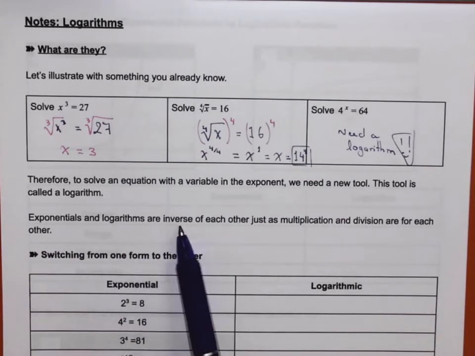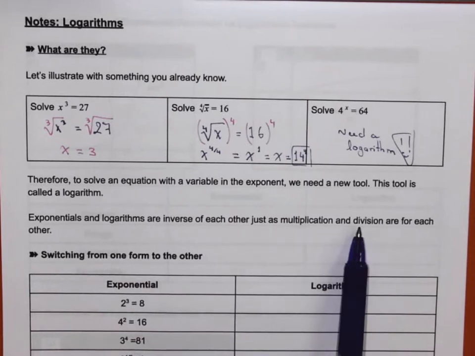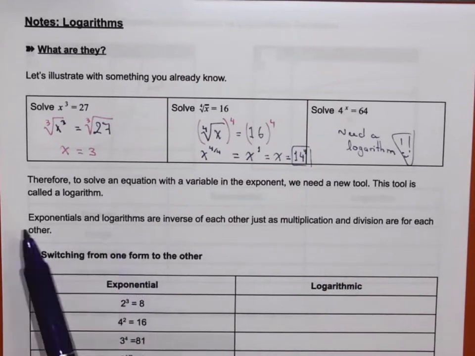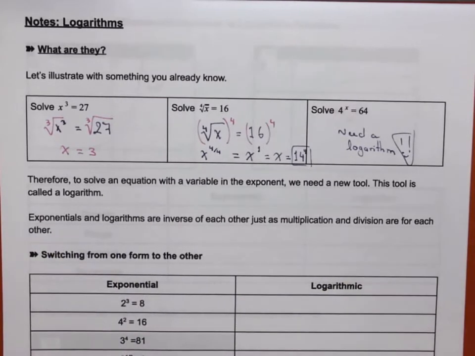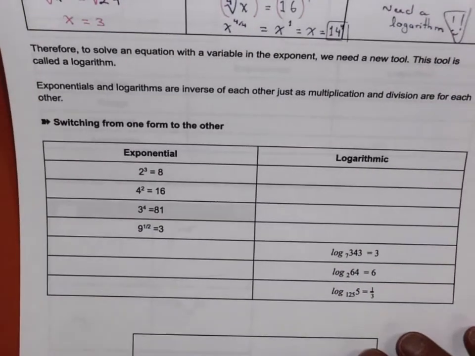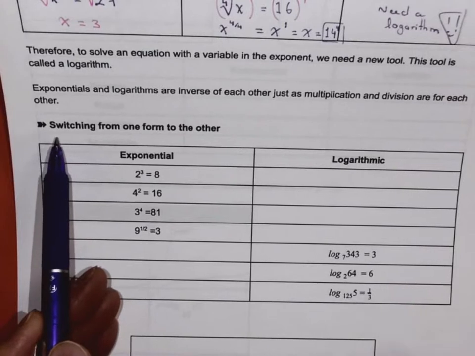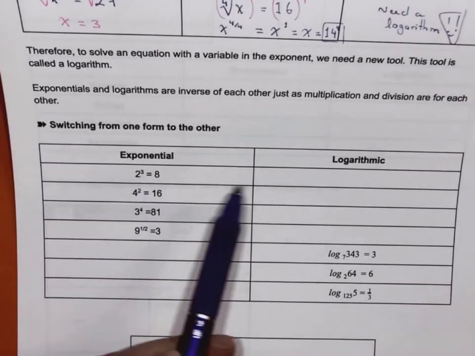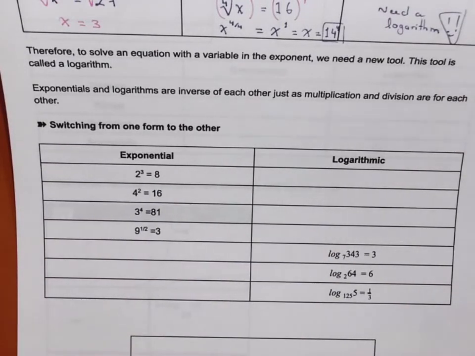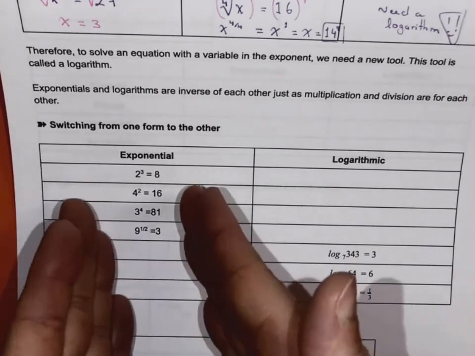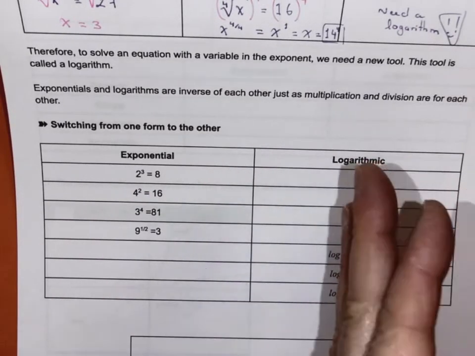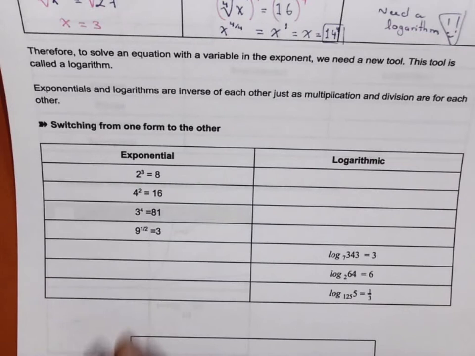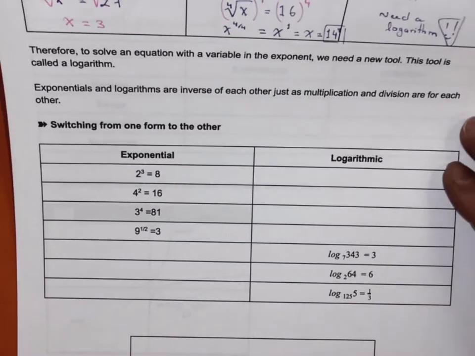Exponentials and logarithms are inverse of each other, just as multiplication and division. So even though those are long words, they're just inverse operations. They're undoing each other. So the first thing we need to practice is switching back and forth from one form to the other, right? Because when you're going to solve an equation, if you're in exponential, you're going to have to rewrite in log, and if you're in log, you're going to have to rewrite in exponential to be able to solve your equations. So we have to practice that switching back and forth.